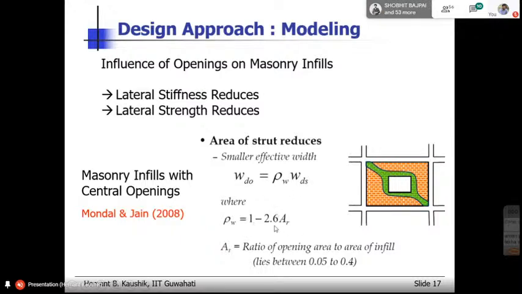This factor will always be less than 1, obviously. So this WDS will reduce. If there is an opening, we call WDS as WDO. It's a factor of WDS, right? It may reduce by 20%, 30%, 50%, depending on AR, the opening area ratio. Their study was an analytical study, applicable for opening sizes with AR between 0.05 and 0.4. So this is one major study that was carried out.